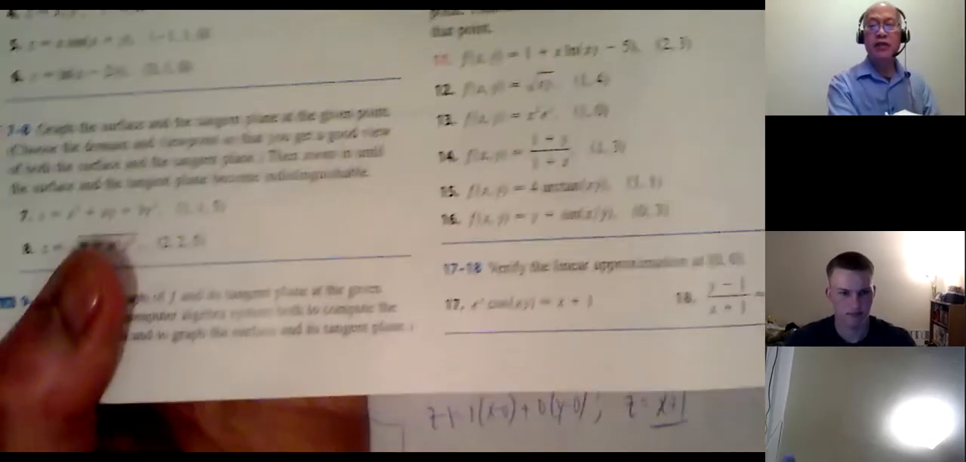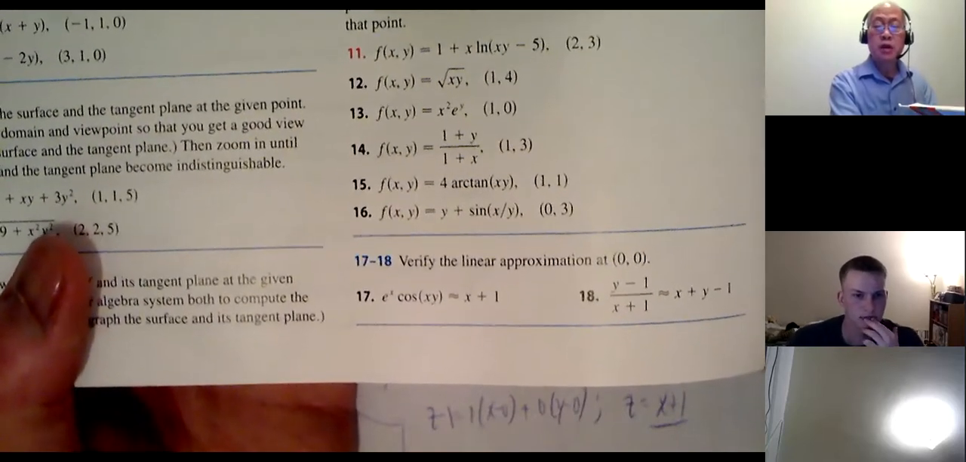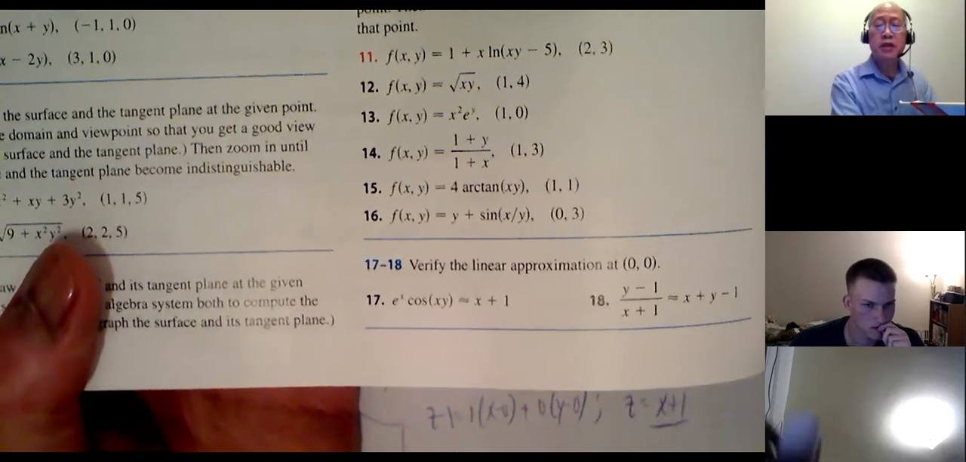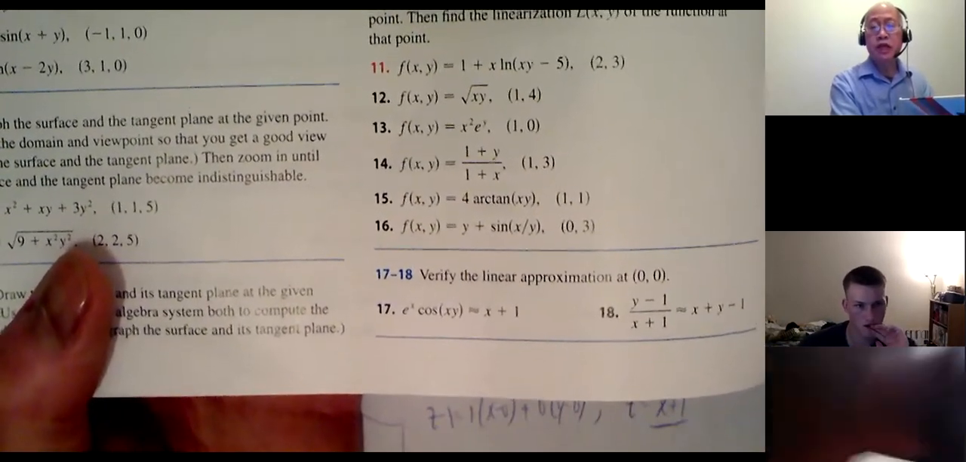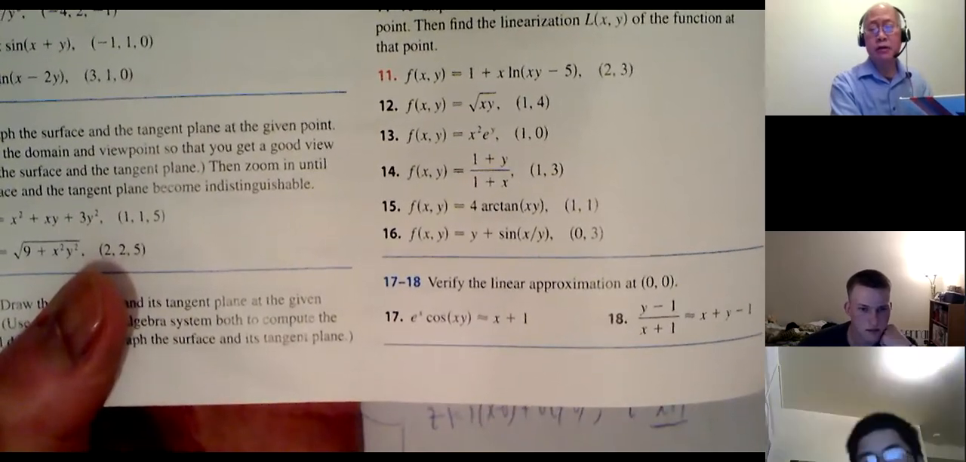$17 is not really any different. It says verify the linear approximation at 0, 0. So see what it says: e to the x cosine xy. The x plus 1, that's the back of the book. Pretend they don't give it to you and make problem 17 just like 11, 13, 15, and you don't have to bother looking at the back of the book. The back of the book is x plus 1. That's all.